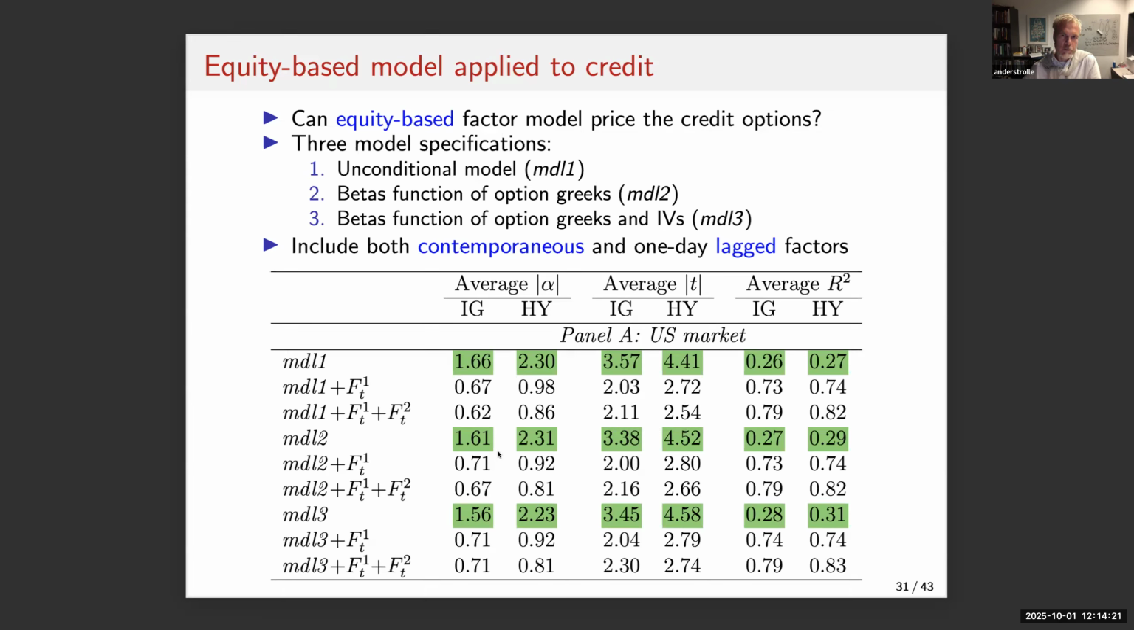Allowing for state-dependent betas also gives a small improvement, but it doesn't really change the picture. So the conclusion is that an equity-based factor model does a very poor job of pricing the credit index options.